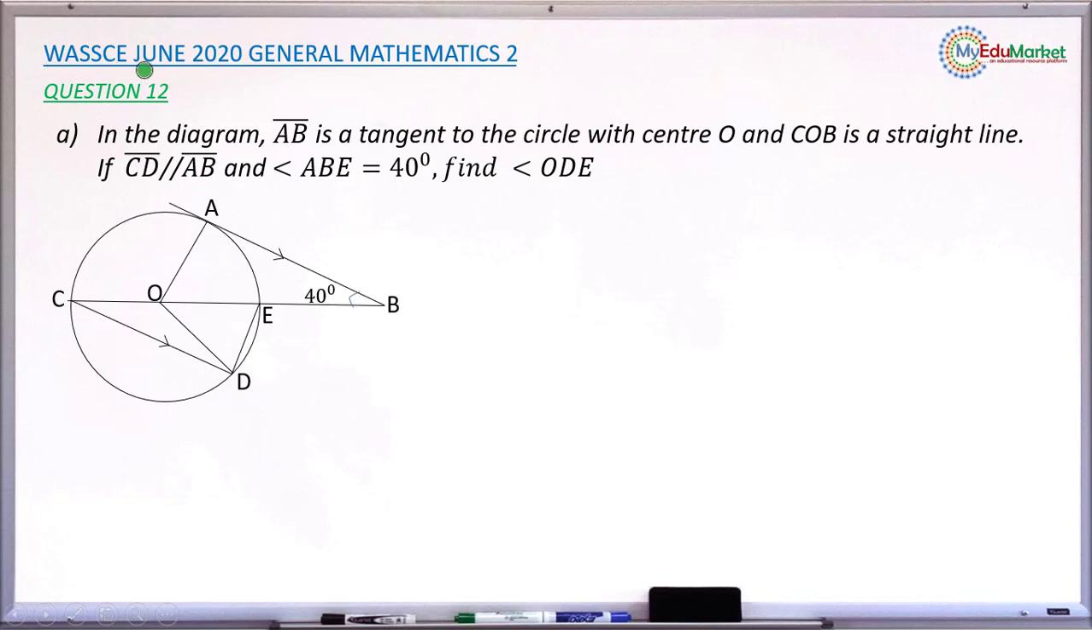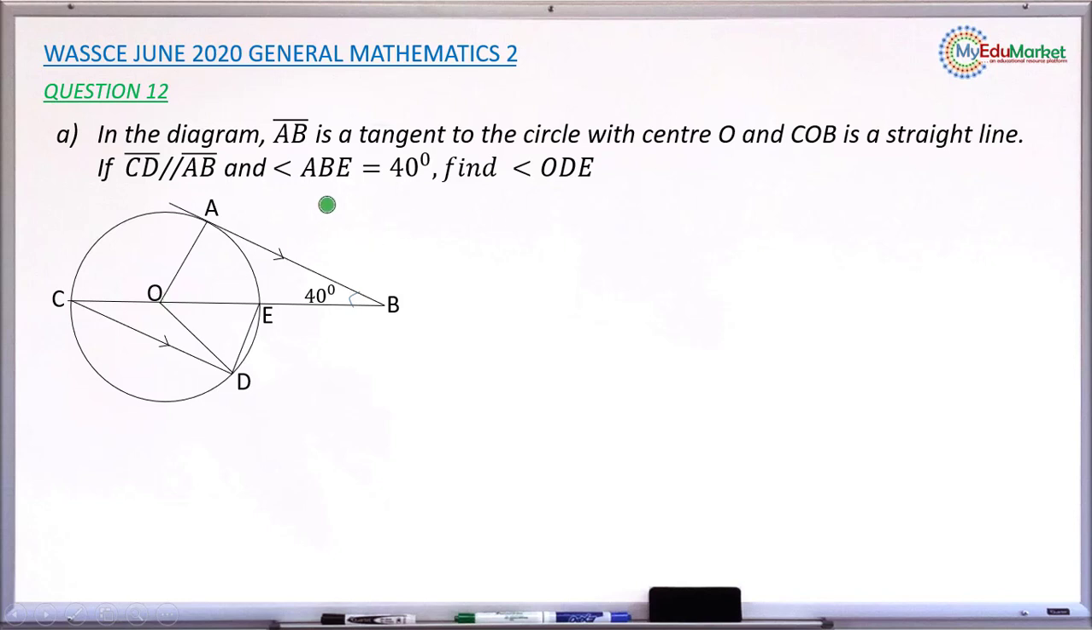This is WAEC June 2020 General Mathematics Paper 2, and we are answering question number 12A, and the question reads: in the diagram, line AB is a tangent to the circle, and that circle has center at O. This is line AB, and this is the circle. The center of that circle is at this point O.